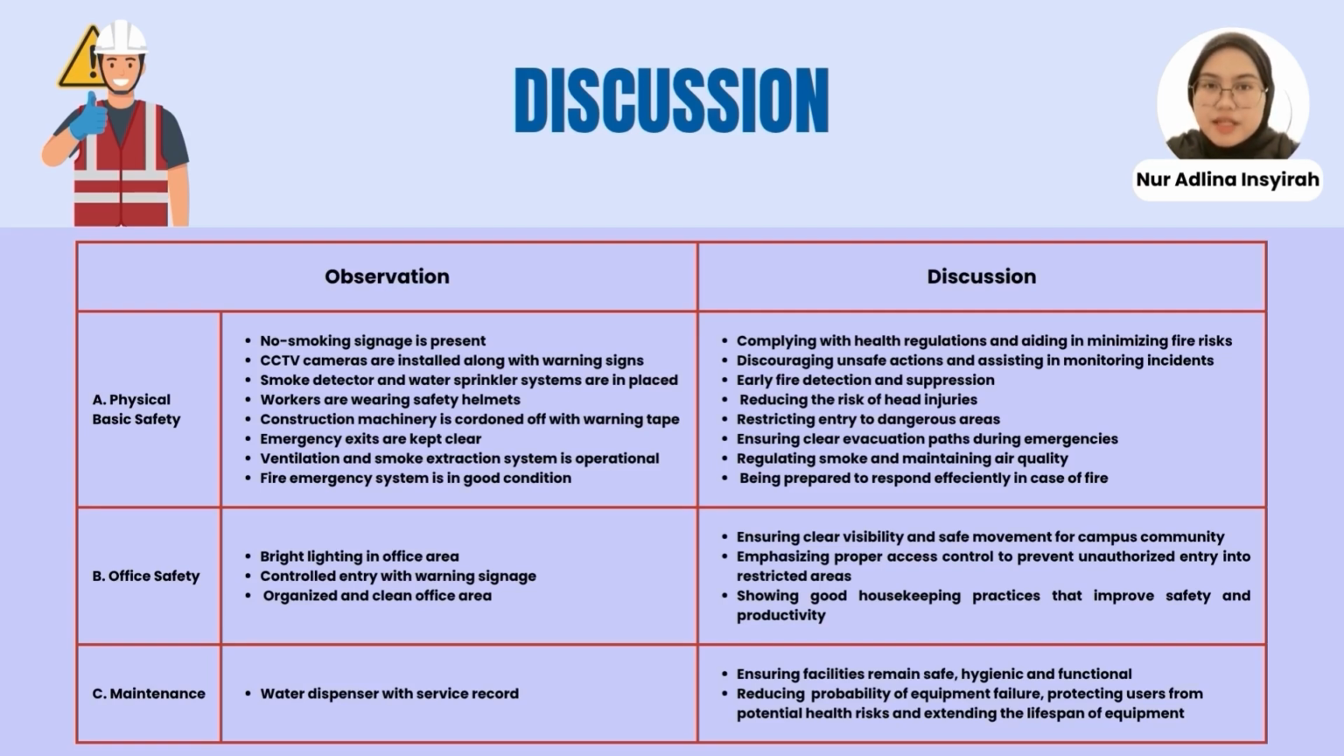Second, regarding office safety, we noted bright lighting and a clean office area. These practices ensure clear visibility for everyone on campus and keep workflow productive. They also control access to prevent unauthorized entry. Finally, for maintenance, we observed that water dispensers have updated service records, which keeps the facilities safe and hygienic.